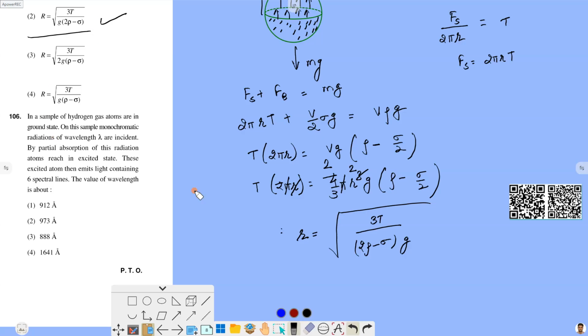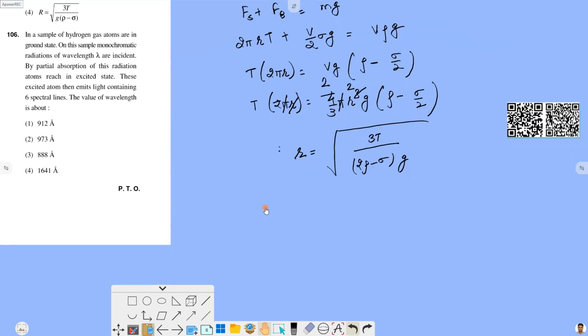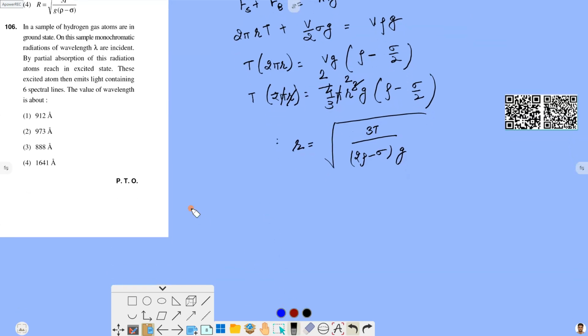Now let's move to the next question, 106. In a sample of hydrogen gas, atoms are in the ground state. On this sample, monochromatic radiation of wavelength lambda is incident. By partial absorption of this radiation, atoms reach the excited state. These excited atoms emit light containing 6 spectral lines. The value of wavelength is about. So first of all, there is a mistake in the question: it mentions that there is a partial absorption and then there is excitation.